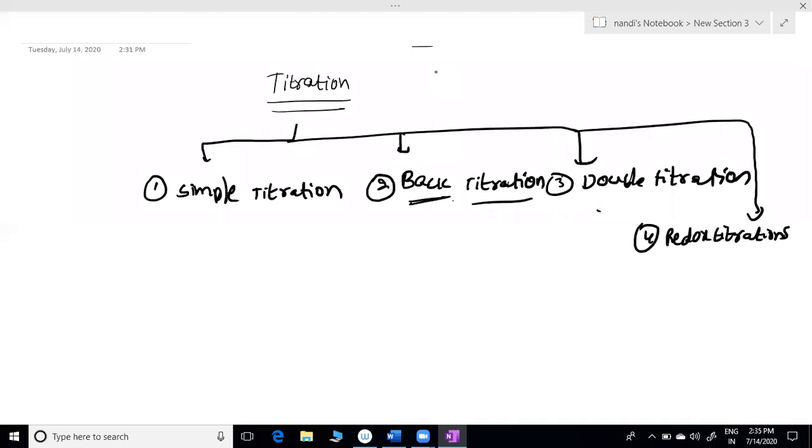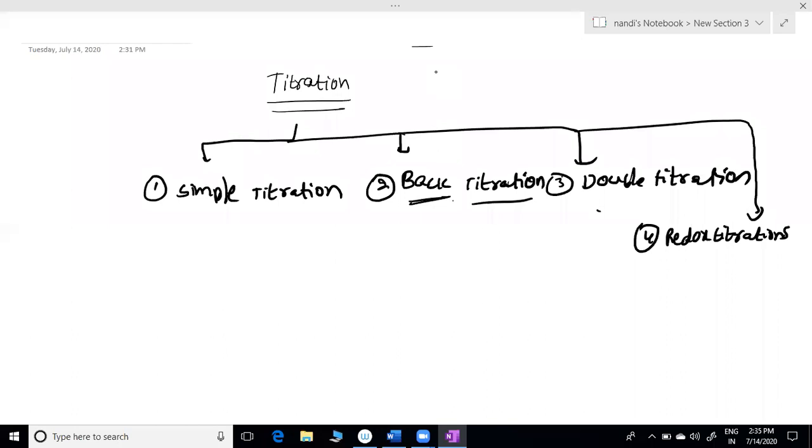Yeah. We will discuss iodometry. Okay. Iodometry titration also we will discuss. First, let me complete all these small things, then we can get to it. Okay.